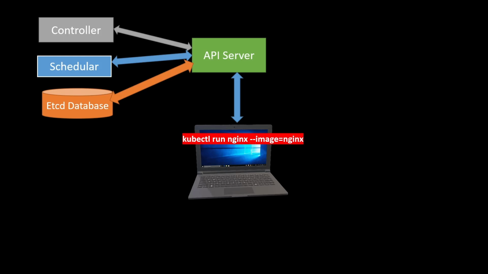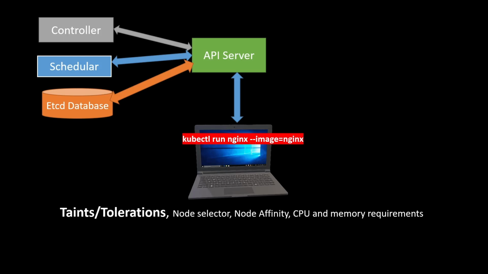Under the hood, the pod creation command request is sent to the API server. The scheduler is always watching the API server for new requests. Once it receives one, it decides which node it should choose to deploy this pod based on various factors like taint and toleration, node selector, node affinity, CPU and memory requirements. Once a node is selected by the scheduler, it's sent to the API server. In the last step, kubelet makes sure that the pod is running on the assigned node.